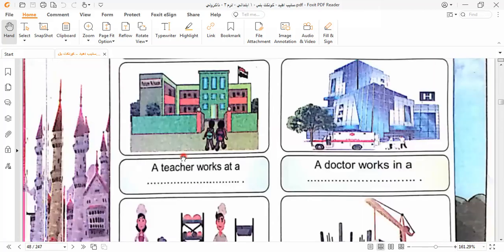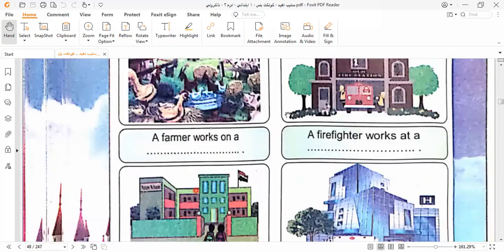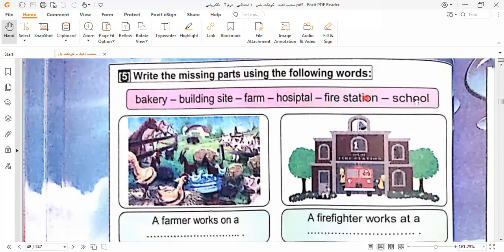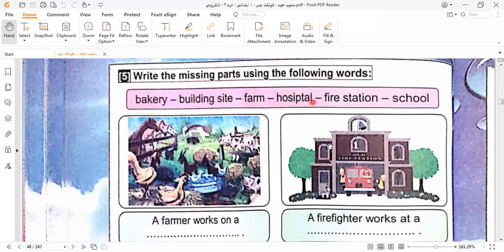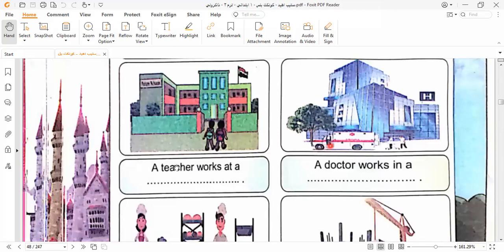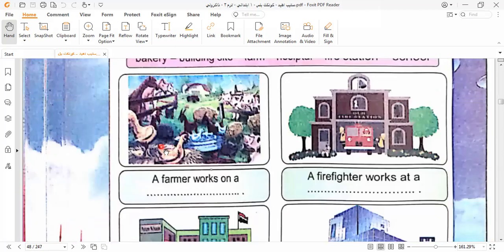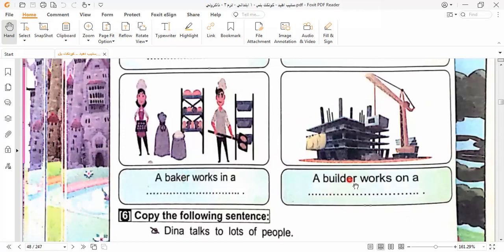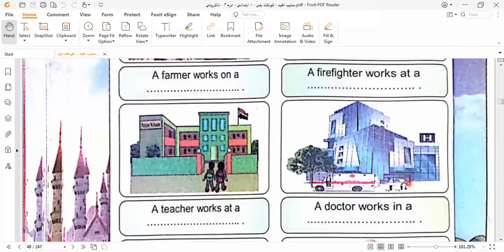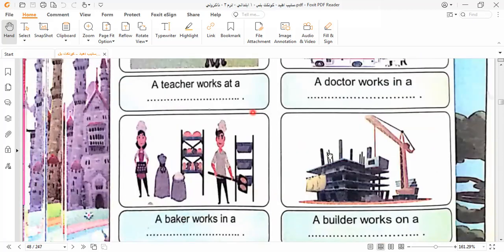Let's continue our exercise. A teacher works at what? At a school, without thinking. A doctor works in a hospital, without thinking also. By logic, a baker works in a bakery. You took it in the last class and I think you are reminded of what we told. A builder works on what? On a building site.